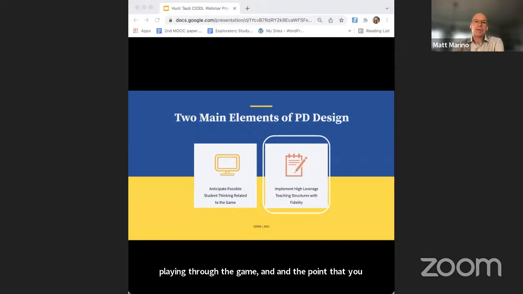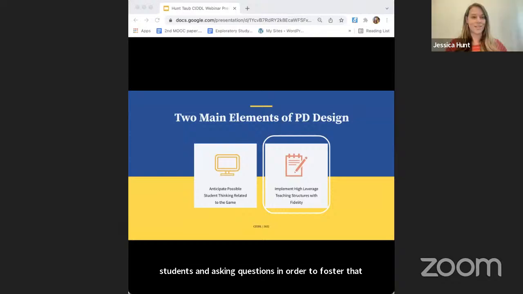They need to be walking around, talking with the students and asking questions in order to foster that larger conceptual understanding. Absolutely. So that kind of goes hand in hand with the other thing I wanted to mention in regards to your question about how we're supporting teachers. And that's through really supporting them to understand how to implement that after game connection task.